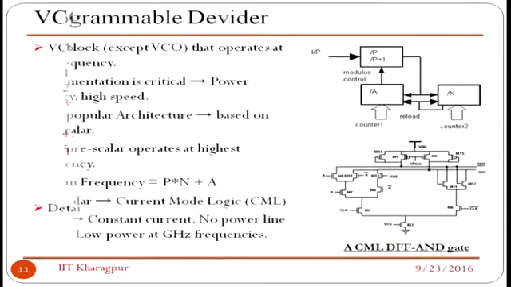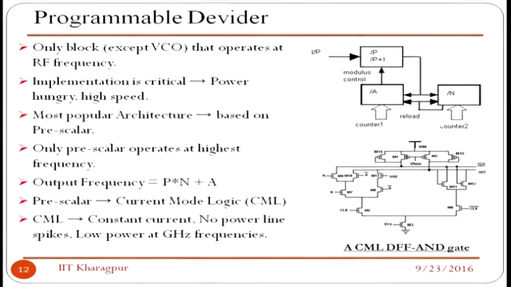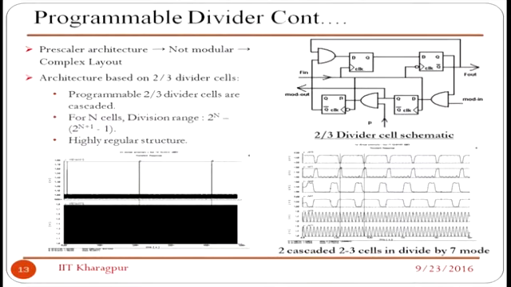Next block is the divider. In the divider block you can think of a series of divider cells, and combinations of divide by 2 or divide by 3 will give divide ratios like 480 or 481 and so on. I will come to how to design this divider in the later half of the talk, to bring the frequency down to one comparable to the reference.